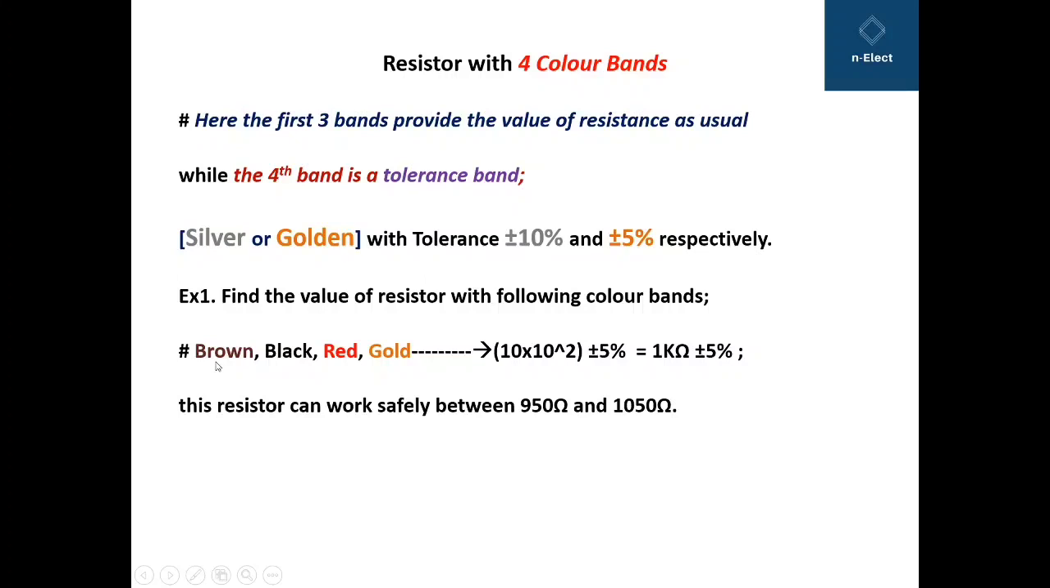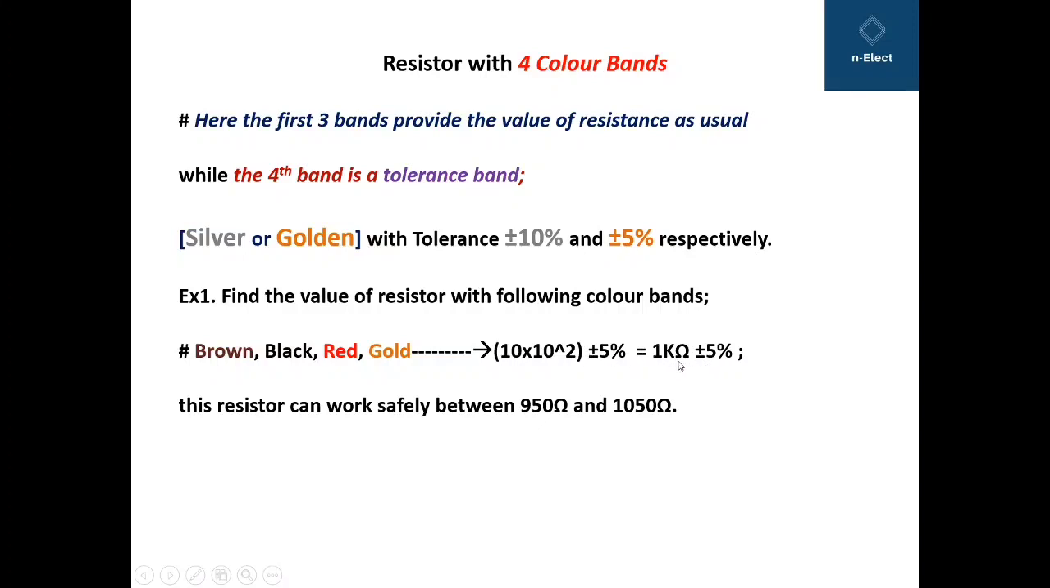Here there are 4 color bands shown: brown, black, red and gold. Now the first color band, brown, for which the digit associated is 1, so 1 is written. For black, 0 is written. Multiplied by 10 raised to power. For red, again 2, so raised to power 2. Plus minus, since the 4th color band is gold, and gold means tolerance of plus minus 5%, so we have written here plus minus 5%. 10 into 10 raised to power 2, that is 1 kilo ohm plus minus 5%.